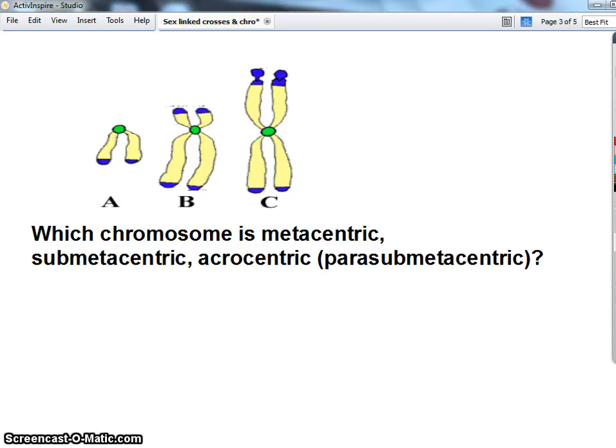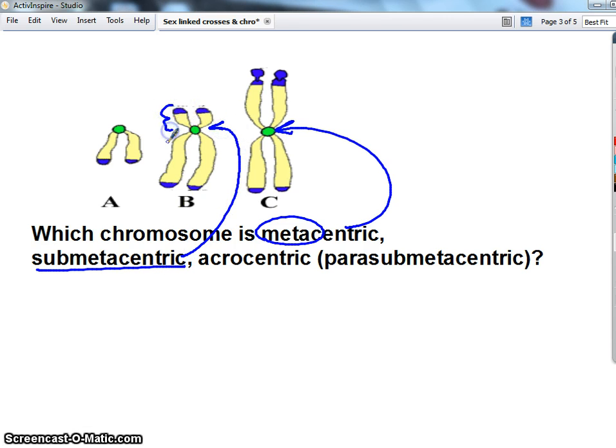All right. Next thing, I told you guys that you needed to know the difference between the position of the centromere on the chromosome, which is basically what this is talking about. The easiest one is metacentric. Meta means middle. So if the centromere is in the middle, that's going to be C. Submetacentric, it's somewhat off-center, if you think of it that way. Notice the top is shorter than the bottom. And then finally, acrocentric, which the worksheet I believe called parasubmetacentric, is basically where there's almost nothing. There might be a little something on the top, but pretty much the centromere is at the end.